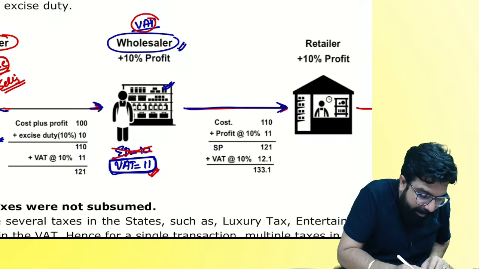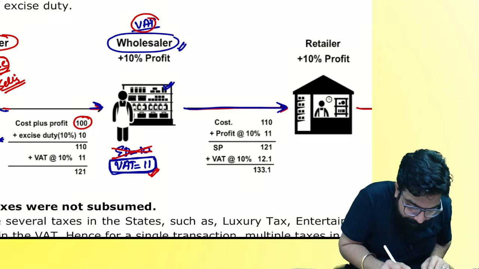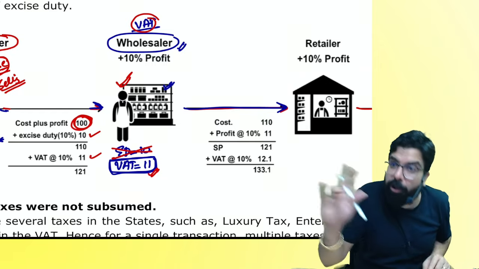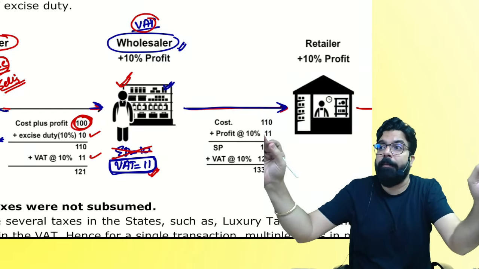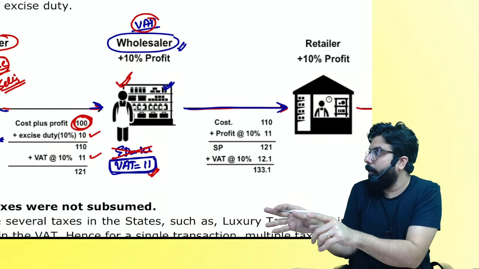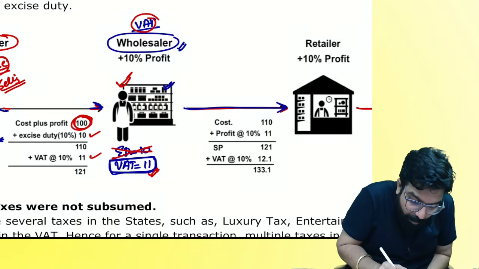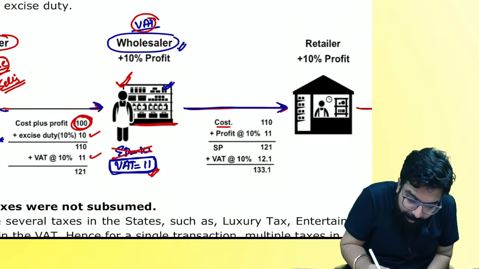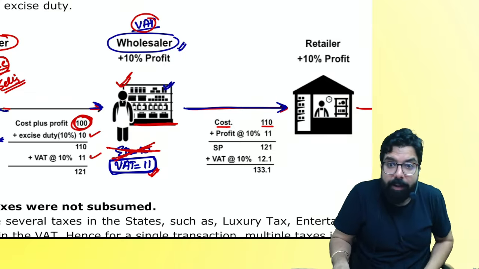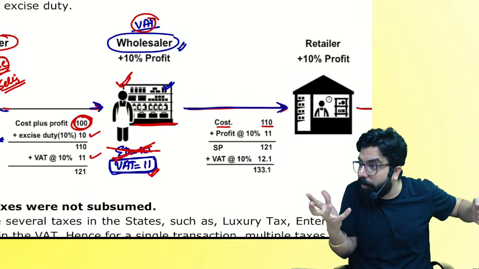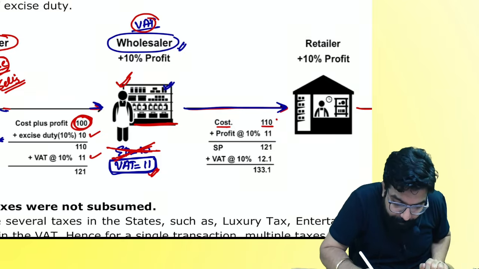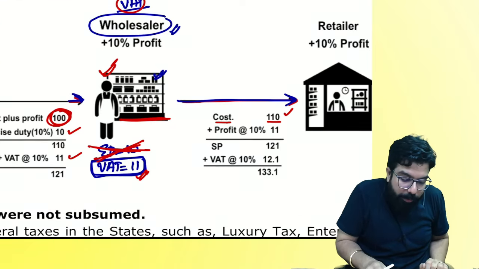Tell me one thing. What is the actual amount of spending? 100. If I would have got 10 and 11 credit, what would have been my cost? People, I'm not repeating, but if anyone doesn't get it, lift your hand and I'll repeat it. Got it? Tell me one thing. What is my cost? 100. But here, 110. Why? Because excise duty, I did not get the credit. Whenever you don't get the credit, you'll ultimately recover it from whom? Customer. So your cost will increase.